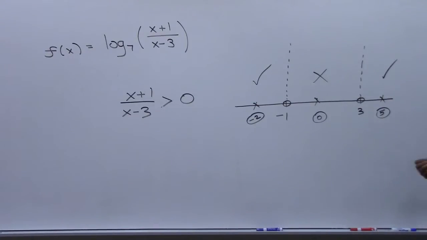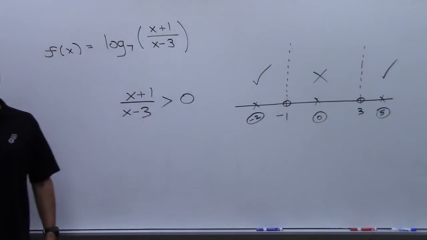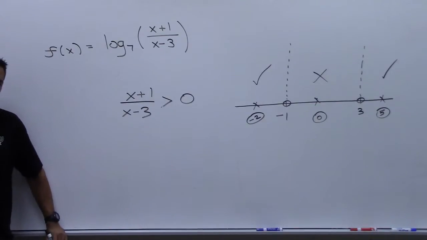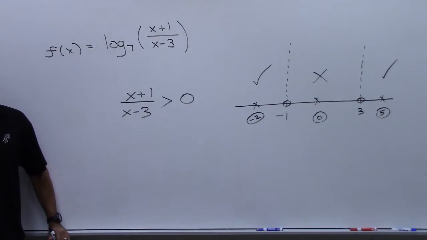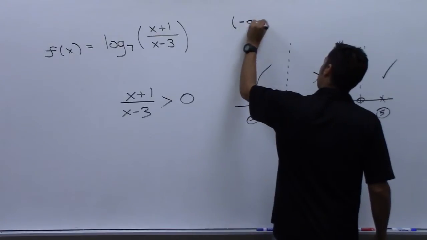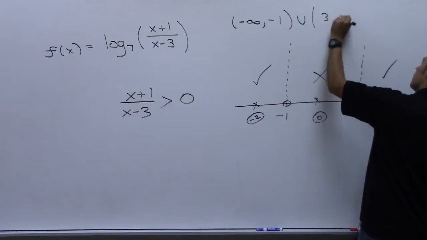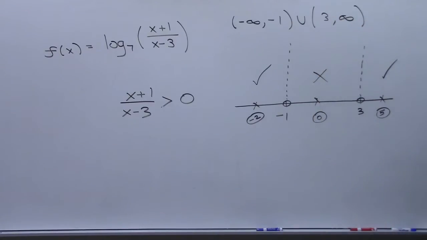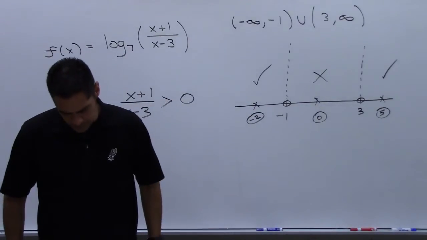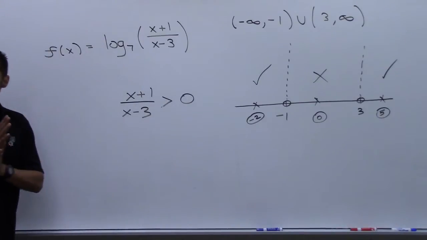So your domain should always be taken off of the function the way it appears when it's given to you. If you do any sort of property or manipulation, there's always the potential that you're going to lose some of that domain. So the domain of this is negative infinity to -1, union 3 to infinity. That's a little tricky, huh? Did the base of the problem even matter? No, the base had no impact at all.